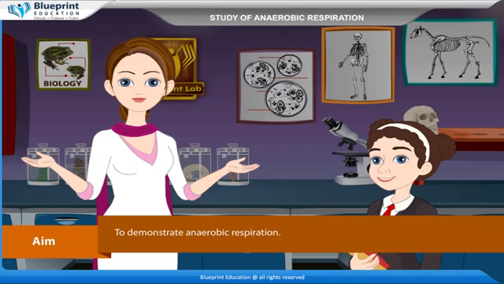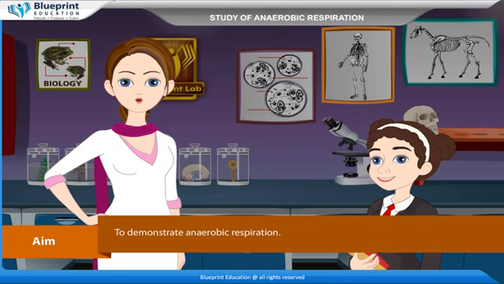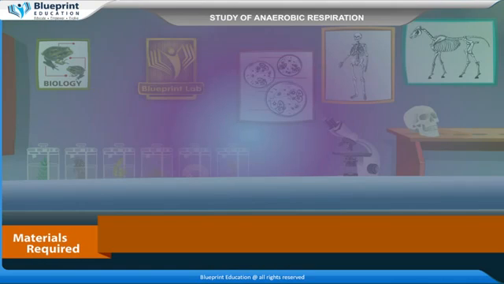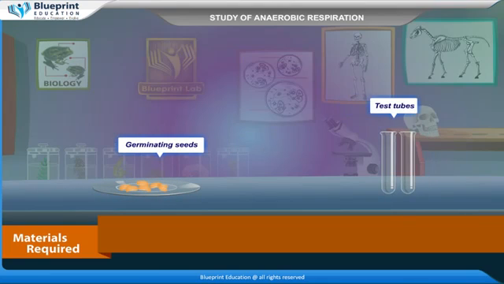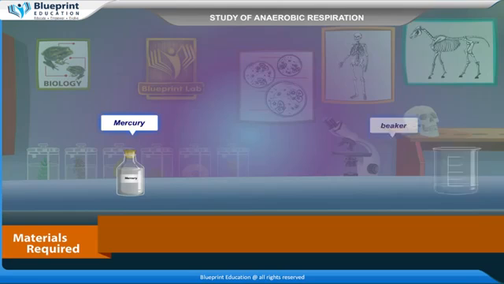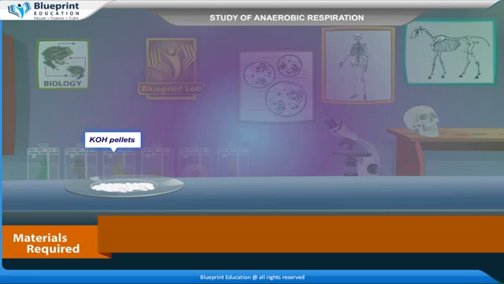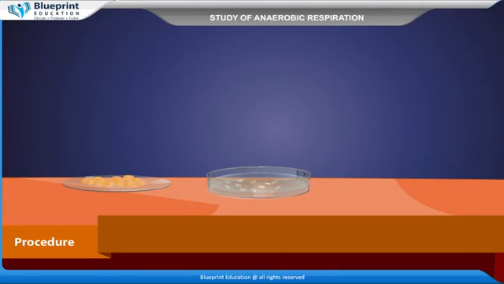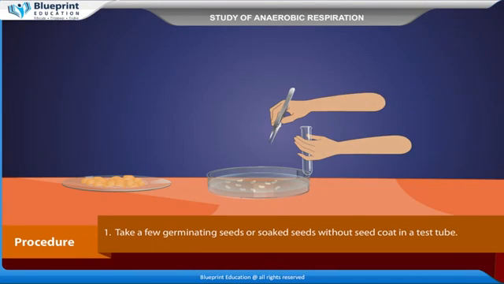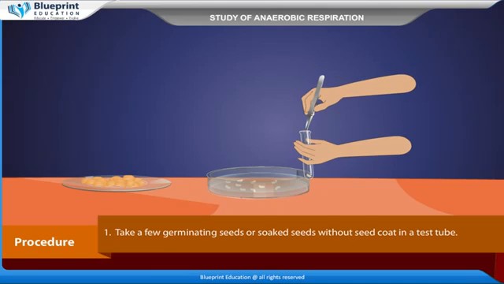Our aim here is to demonstrate anaerobic respiration. The materials required are germinating seeds, test tubes, mercury, beaker, KOH pellets, forceps. Procedure: take a few germinating seeds or soaked seeds without seed coat in a test tube.